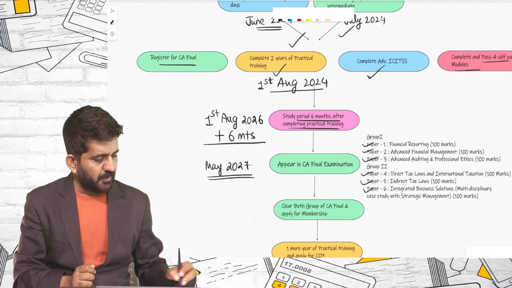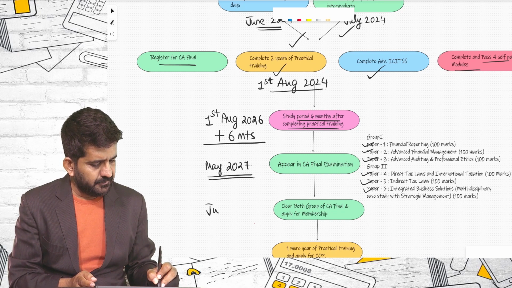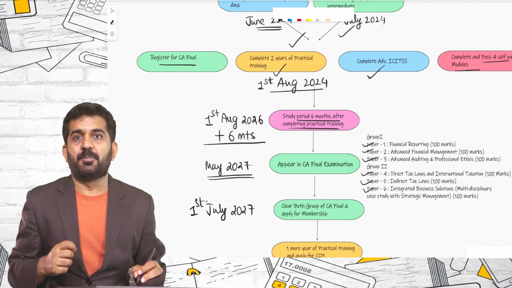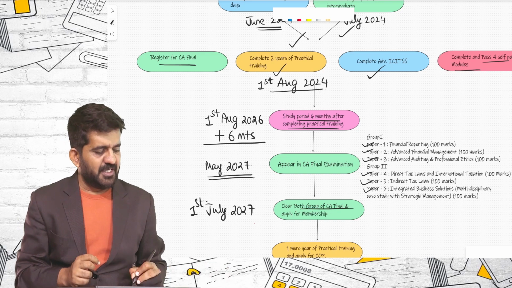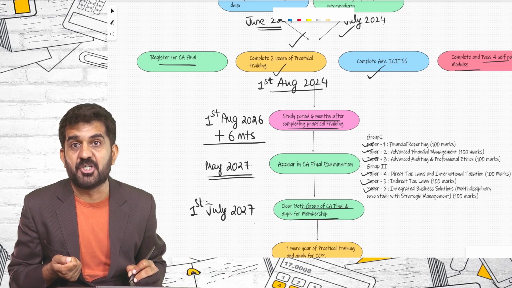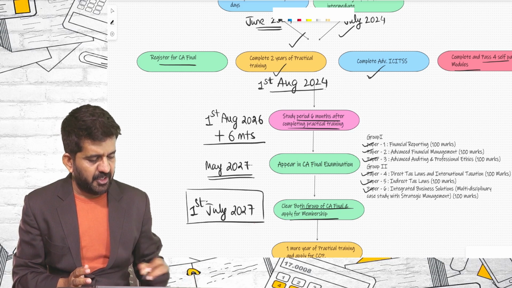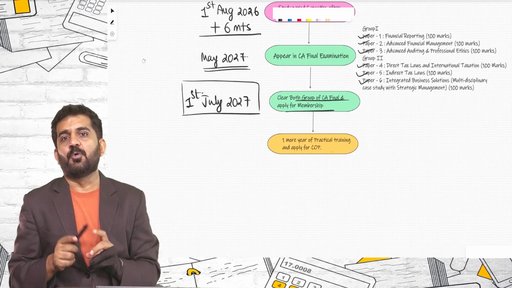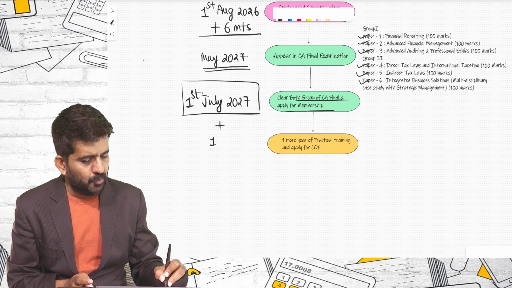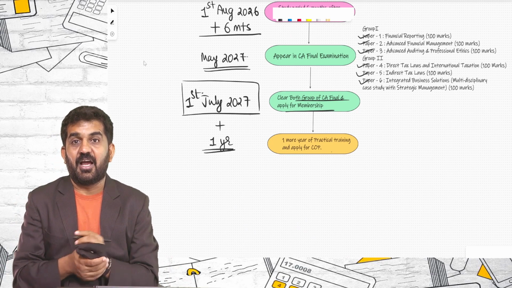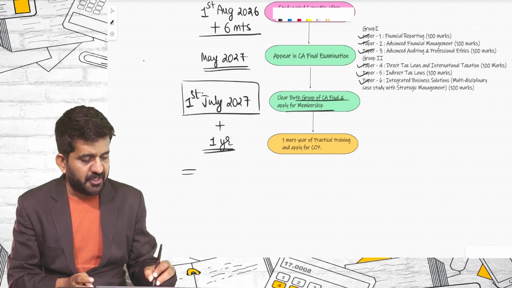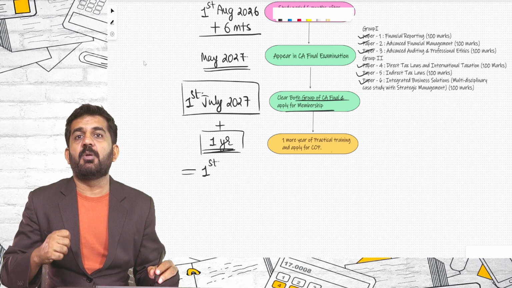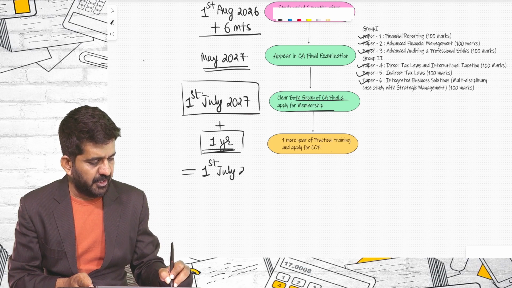You will be appearing in May 2027. Approximately in 2 months, say 1st July 2027, you will be getting both group results of CA Final. You will clear both groups of CA Final examination and you can apply for membership. You will become a chartered accountant on 1st July 2027. But you can apply for membership but not for COP. For COP, you will have to do 1 year more of practical training. After becoming a chartered accountant, 1 year more practical training. So you will become a chartered accountant, plus you will be getting a certificate of practice on 1st July 2028.